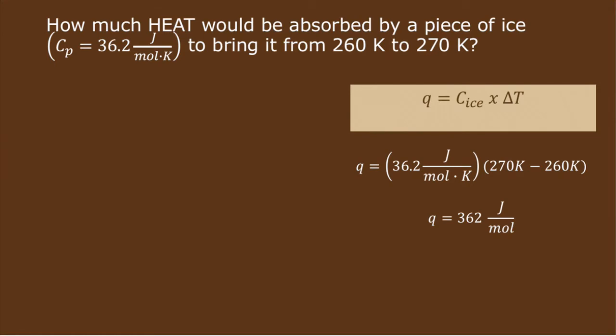For example, how much heat would be absorbed by a piece of ice with heat capacity 36.2 joules per mole Kelvin to bring it from 260 Kelvin to 270 Kelvin? We've done these calculations before. So before we used Q equals mc delta T, this time we'll just use Q equals C delta T.